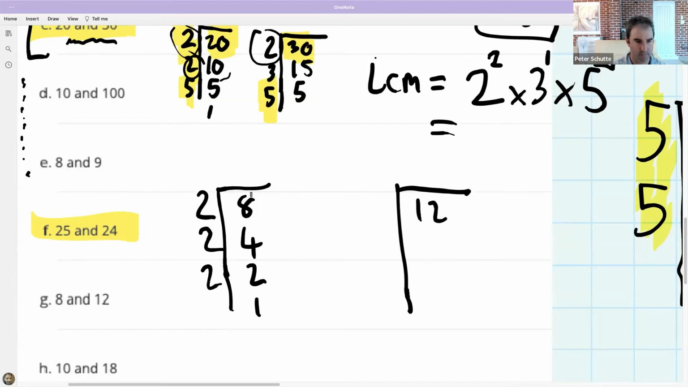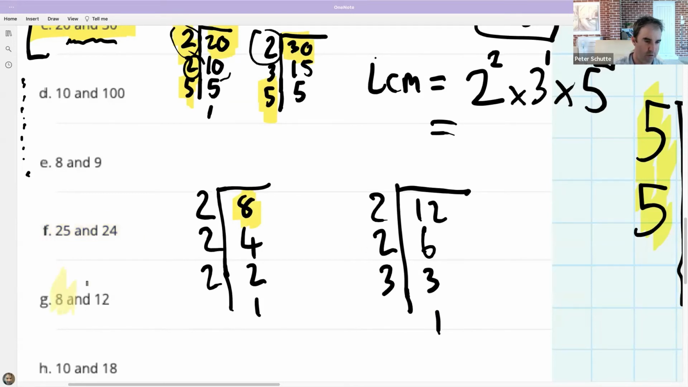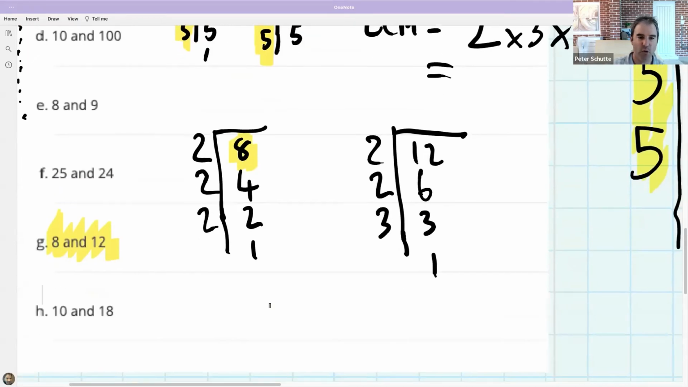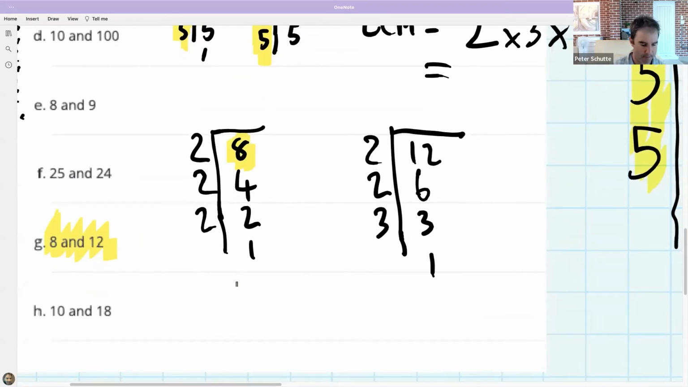So 8 is just 2 times 2 times 2. If we take the number 12, I also divide by 2, and I get 6. Then I divide by 2 again, and I get 3. And then I divide by 3, and I get 1. Now, what is the highest common factor for this 8 and 12? And how do I use this method? And this will bring it out nicely.